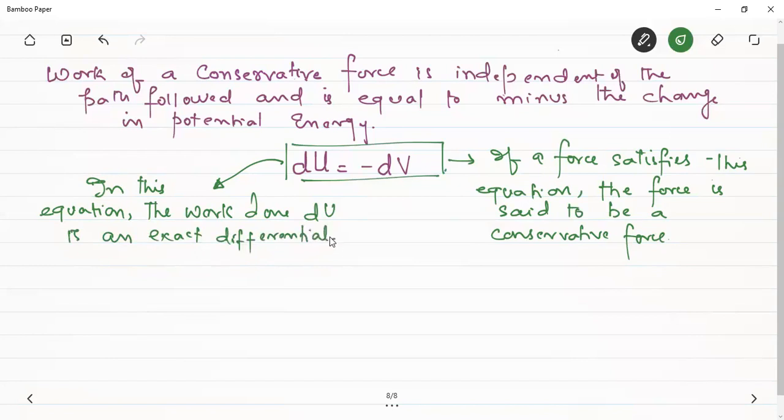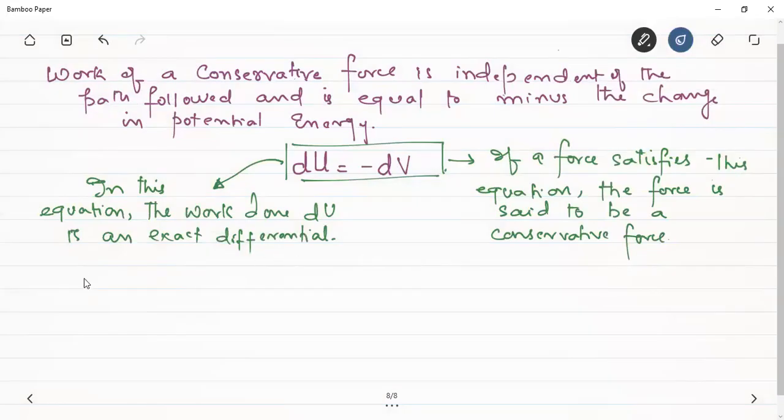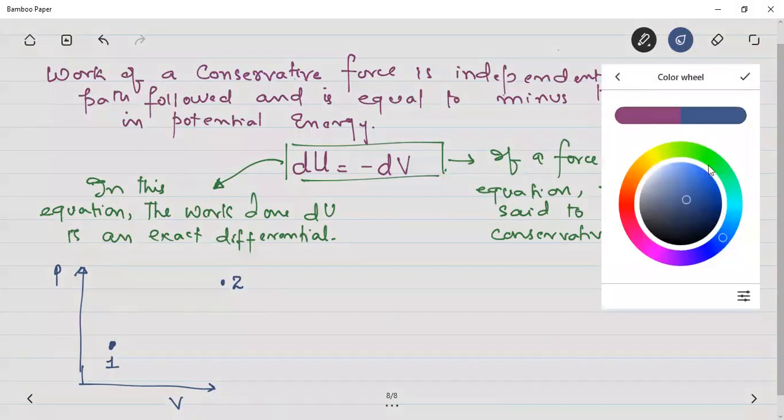Okay, the work done dU is an exact differential. So what do we mean by exact differential? You might have read in thermodynamics in the 11th class, if this is the pressure-volume diagram of an ideal gas, let's suppose this is state 1 of the gas and this is state 2, the initial state and the final state. While moving from 1 to 2, we can move through different paths.